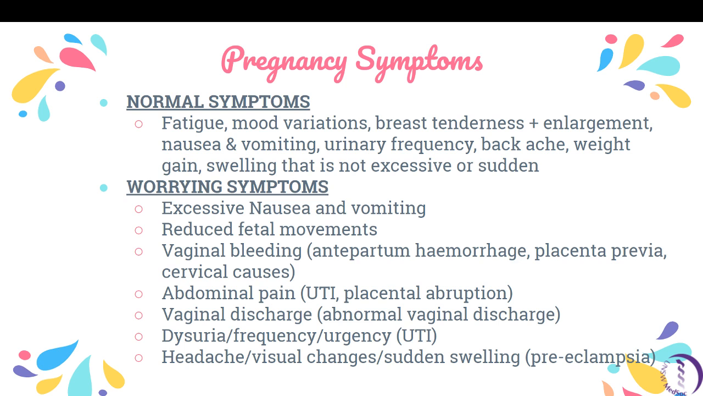abruption. Abnormal vaginal discharge. So by abnormal, a woman should know what her normal vaginal discharge is in terms of color and smell and that sort of thing there. Anything that's a bit more abnormal might suggest infection, so that might be a risk there.